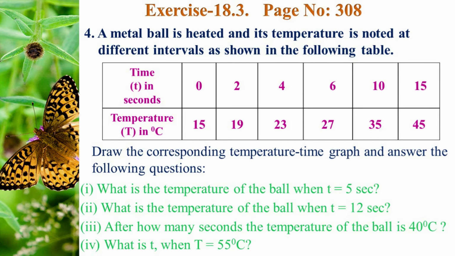Next, fourth question. A metal ball is heated and its temperature is noted at different intervals shown in the following table. Time T in seconds 0, 2, 4, 6, 10, 15. Temperature T in degrees Celsius 15, 19, 23, 27, 35, 45. Draw the corresponding temperature time graph and answer the following questions.